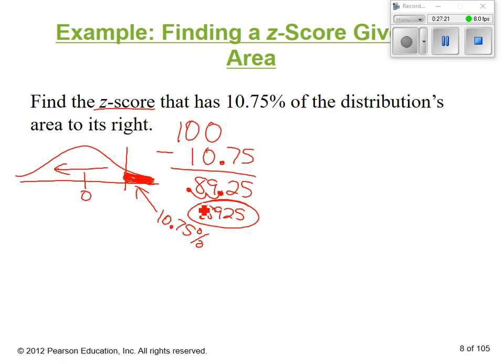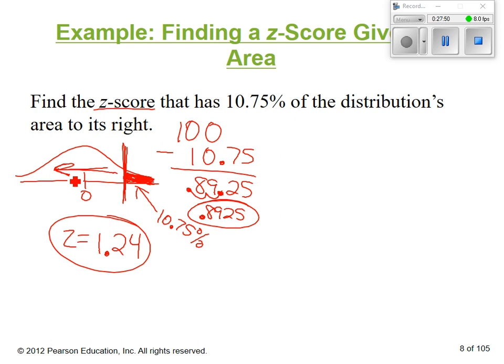Did you find it, Brian? Yeah. Is it exact or is it close? Exact. So what did it come out to be? The number on the left is 1.2, and the number on top is 0.04. So 1.24. Does it make sense that almost 90% of the scores are to the left of a 1.24 z-score?